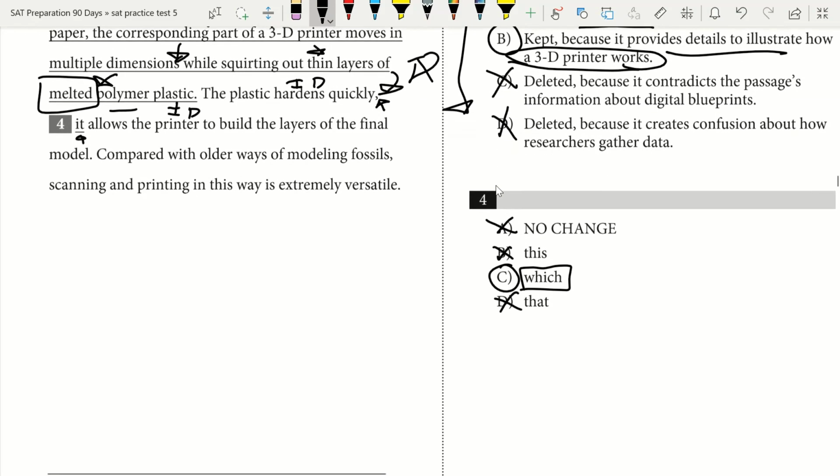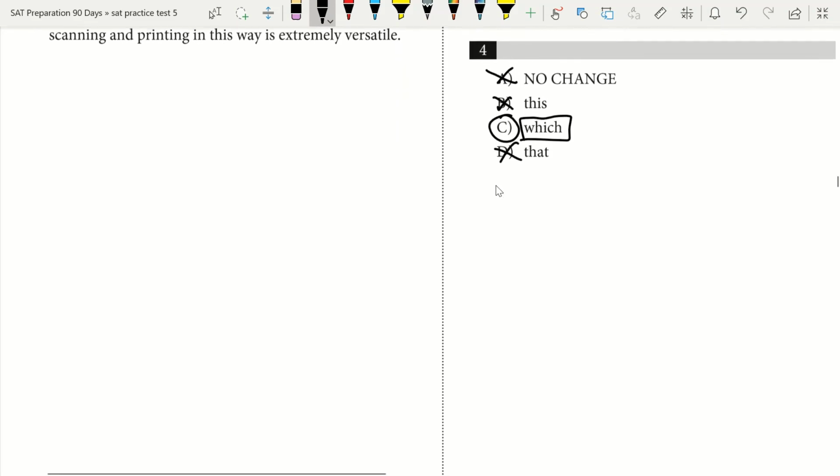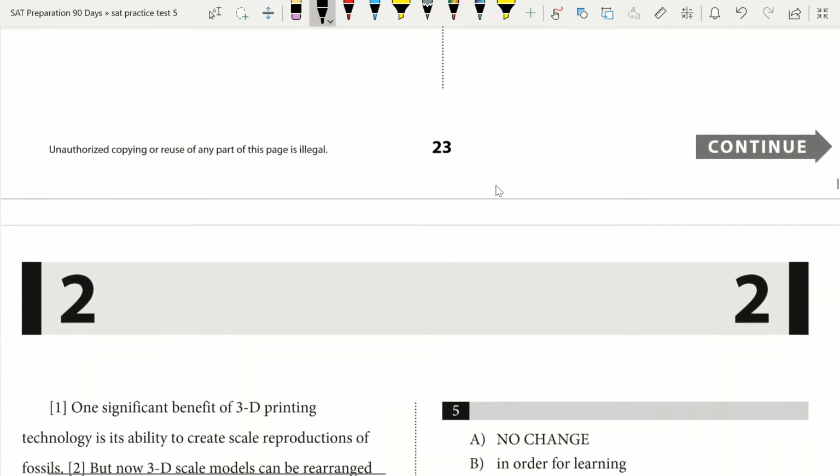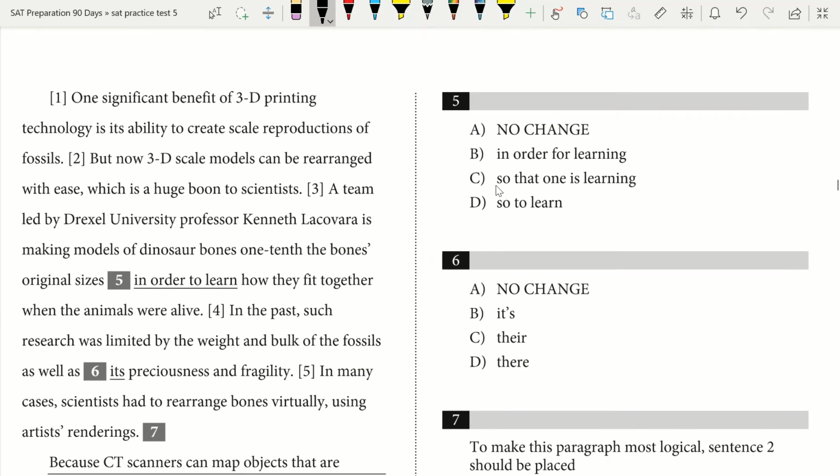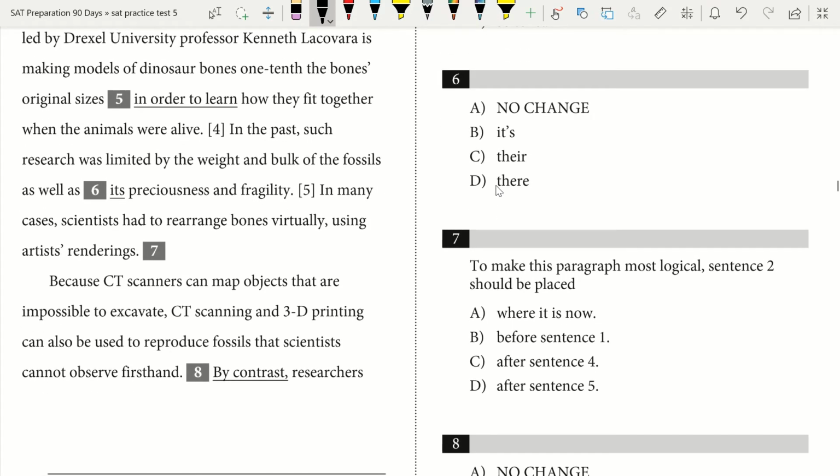So compared with older ways of modeling fossils, scanning and printing in this way is extremely versatile. Okay, next up, I see I have a 1 here. As always, anytime I see I have a 1 or any number up top, it means I'm placing a sentence, so I always want to find that question first. So to make this paragraph most logical, sentence 2 should be placed where?